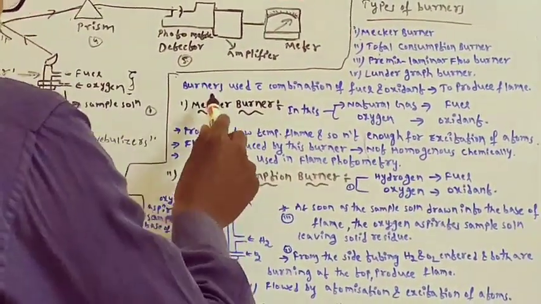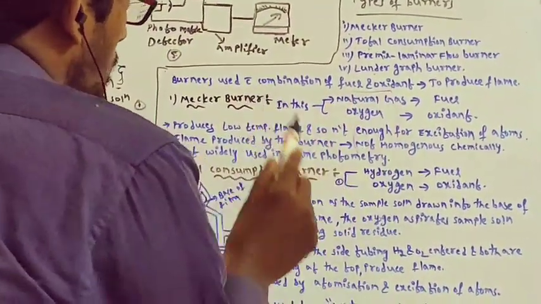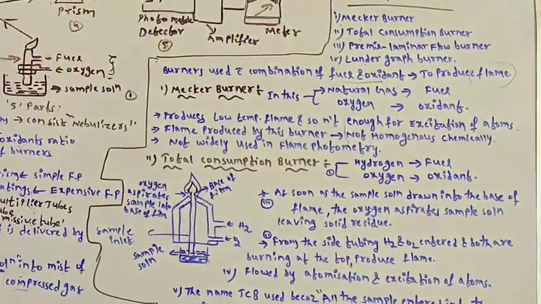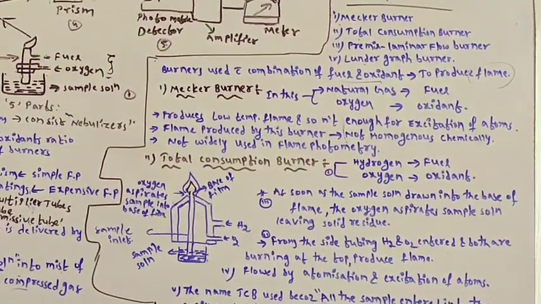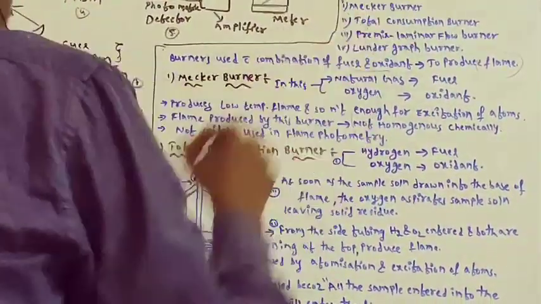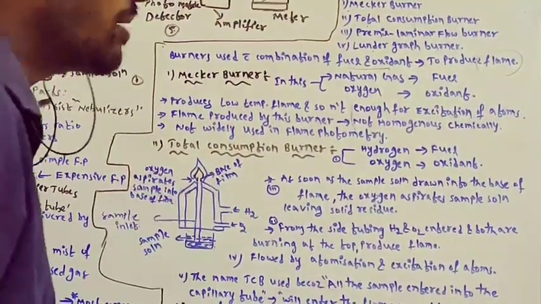Burners are used with the combination of fuel and oxidant ratio for producing a flame. Burners are commonly used with the combination of fuel and oxidant for the production of flame. Let's see these types of burners one by one. First one is the Mecker burner. Mecker is the scientist name.